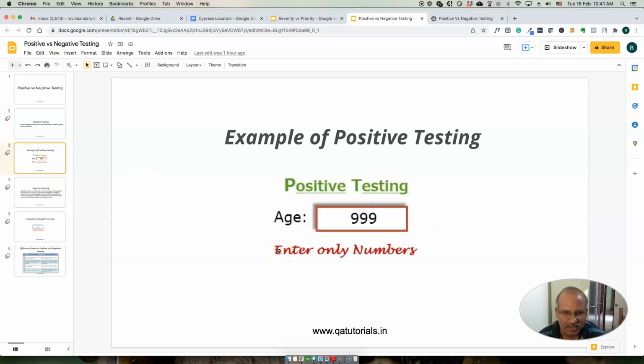Similarly, if we are testing an age field, you will give some valid number to test the age field. This is positive testing. So what is negative testing?